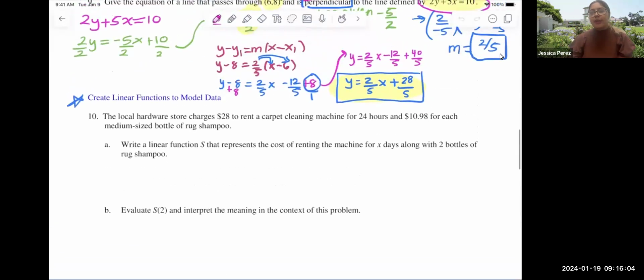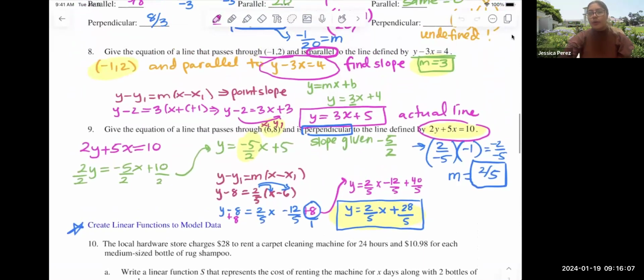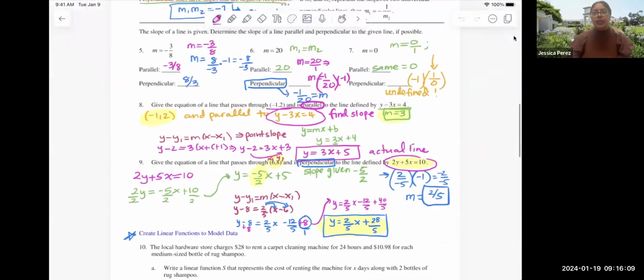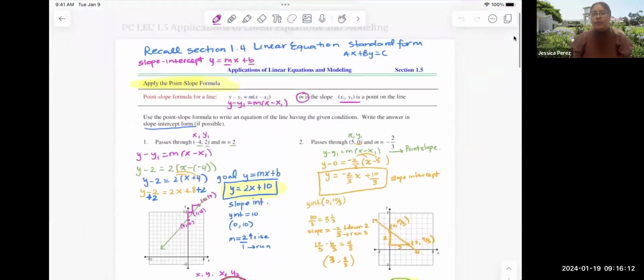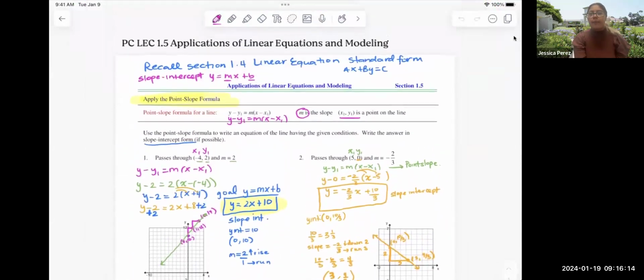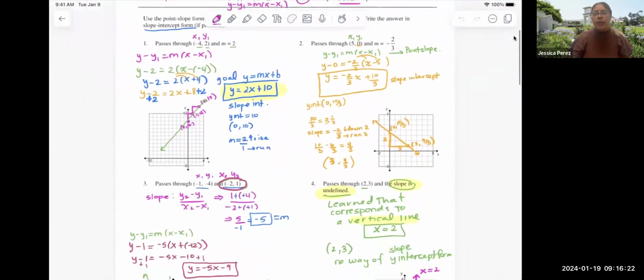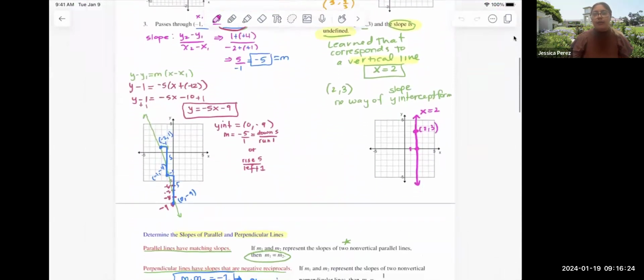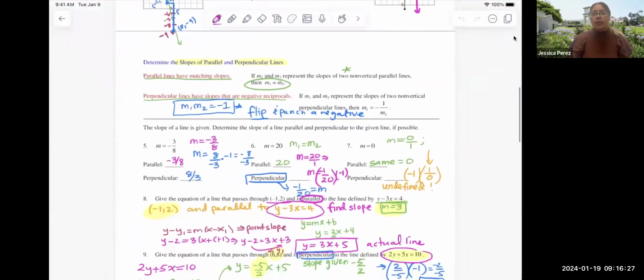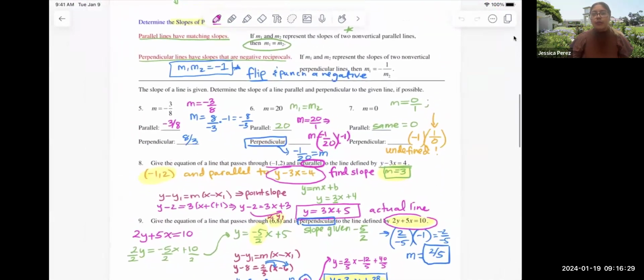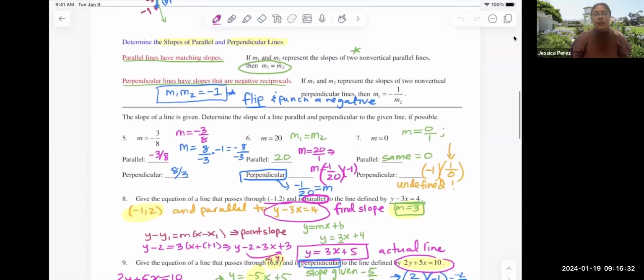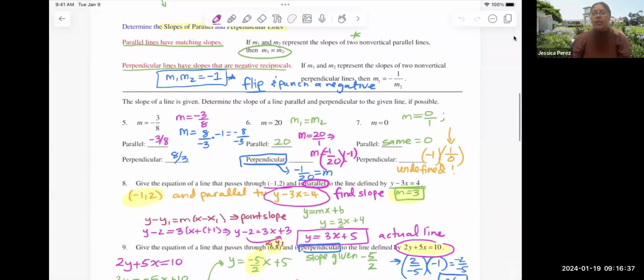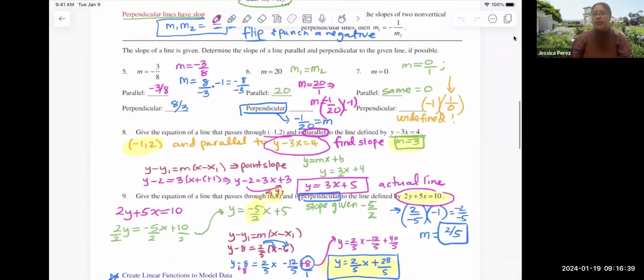In section 1.5, we were going over parallel lines and perpendicular lines. Let's refresh our memory. We also talked about point slope form and how to convert point slope form into slope y-intercept form. We were able to graph the lines like so. When two lines have the same slope, they're parallel. When they have negative reciprocal slopes, you have two perpendicular lines.